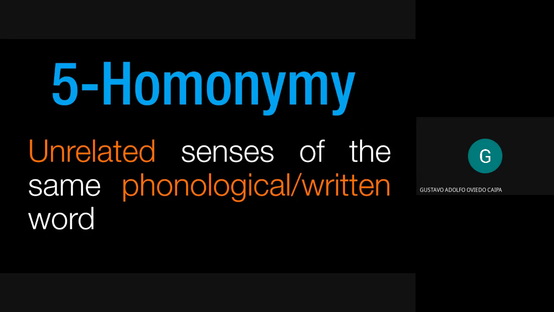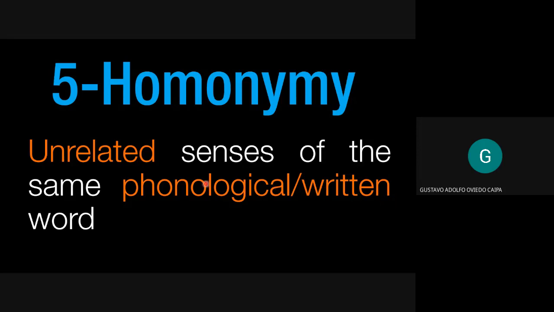Now we're going to get to the final, the two last lexical relations that I want to talk about, which are some of the most common lexical relations, and these two relationships actually determine the way people create dictionaries. So, for example, the first relationship of those two that I'm going to talk about is the relationship of homonymy. Homonymy are the unrelated senses of the same phonological or written word. And I'm going to show you some of those examples.